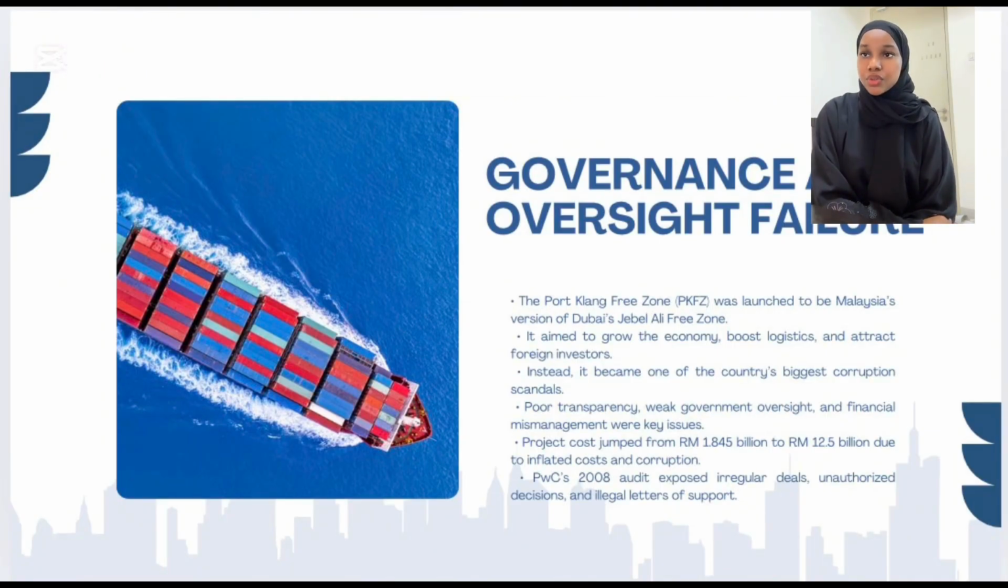The project cost was originally 1.8 billion Malaysian ringgit, but due to inflated costs, corruption, and hidden deals, it exploded to 12.5 billion Malaysian ringgit. In 2008, an audit by PwC revealed the truth: irregular deals, unauthorized decisions, and even illegal letters of support. All of this showed just how badly governance had failed. So PKFZ stands today as a lesson. When oversight is weak, even the biggest dreams can collapse into one of the biggest national scandals.